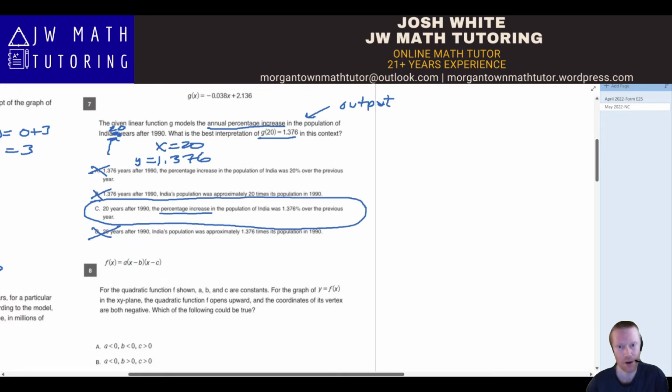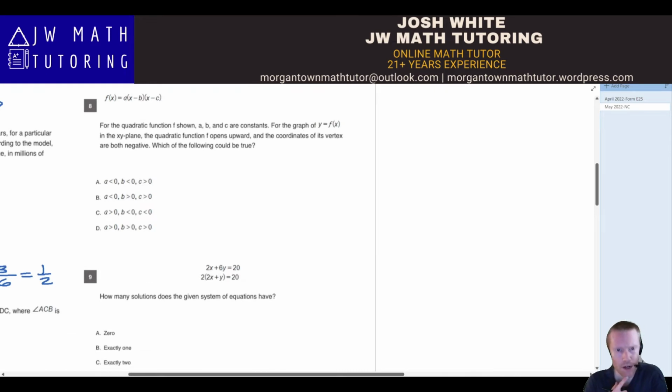The 1.376 as the output of the function is basically the percentage increase, 20 years after 1990 compared to the previous year. Again, the key to this one is just first replacing the x variable with its number, and then looking for that specific phrasing in the answer choices, and then also looking to match up the words for the output.